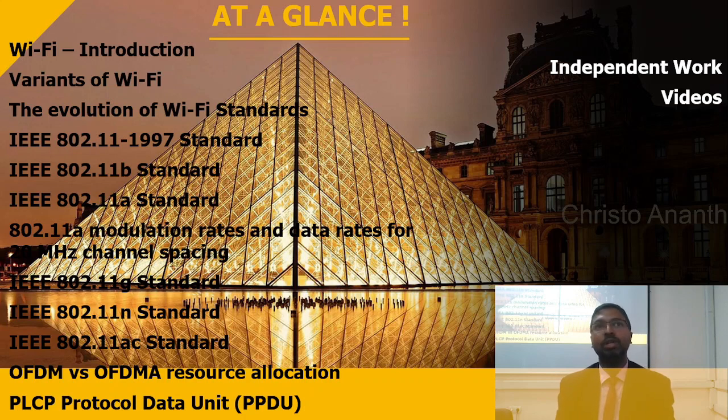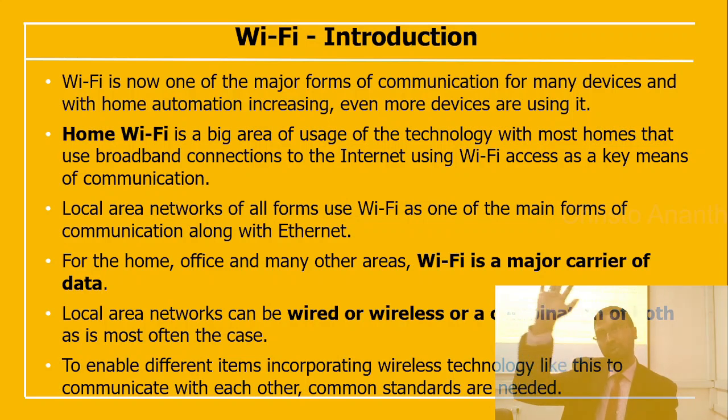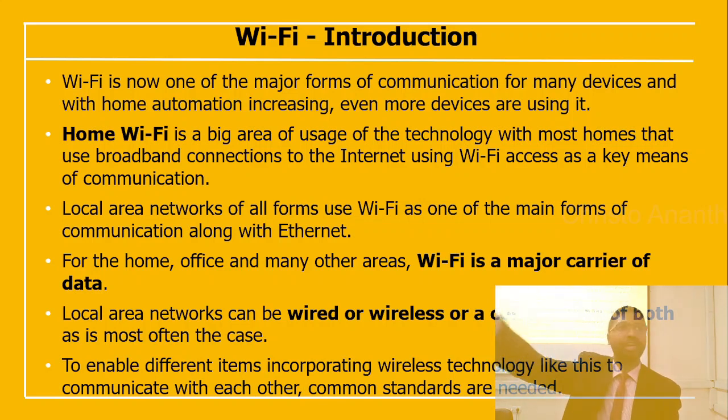At regular intervals I'll be giving you some short videos to discuss the knowledge in our topics. Wi-Fi, you know everything. Wi-Fi is a major form of communication for many devices, even with home automation, increasing day by day. Several devices you are connecting, for example, using one Wi-Fi you can connect up to 8 devices. Home Wi-Fi is a very large area of usage of the technology, with most homes using a broadband connection to the internet with Wi-Fi access as the best means of communication.